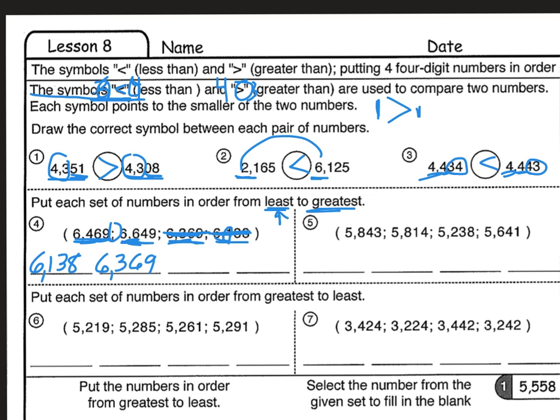Cross that one out. And between the 6,600 and 6,400, 6,400 is less, so 6,469, put the comma in, cross it out, and 6,649. Do you see how they're putting some of the same digits in there and just mixing them up to try to mix you up? Don't let them mix you up. Alright, number 5. Pause the video, try that one on your own, and then turn it back on.